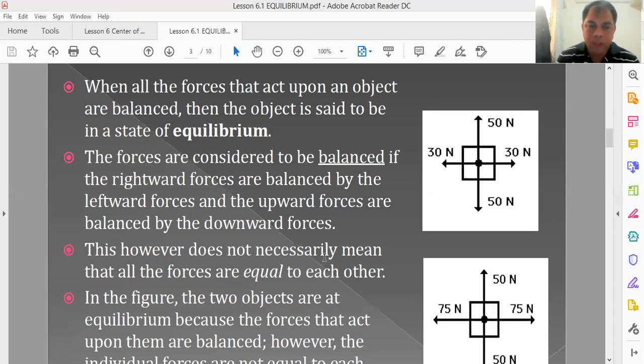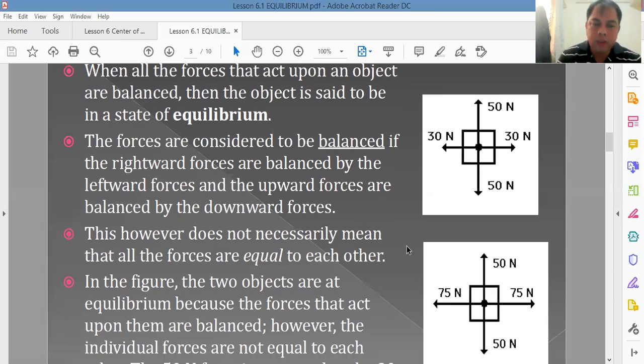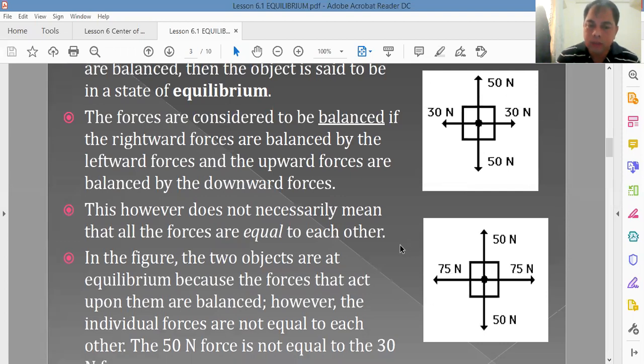So this, however, does not necessarily mean that all forces are equal to each other. In a figure, the two objects are at equilibrium because the forces that act upon them are called balanced forces.